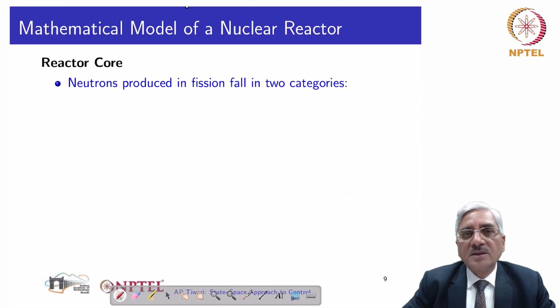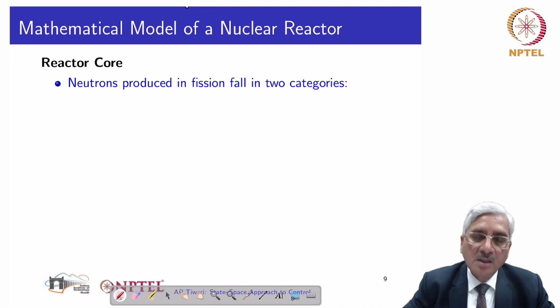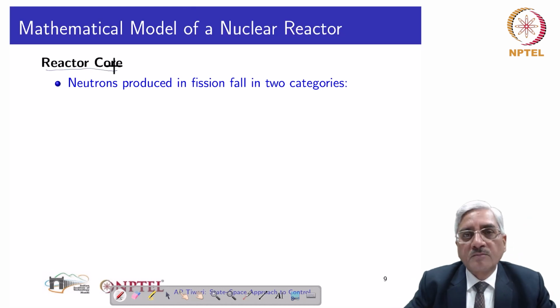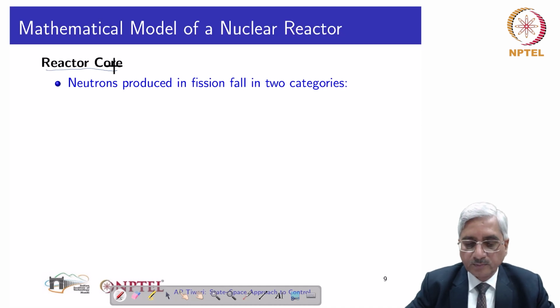Now, with that background, we come to mathematical modeling of a nuclear reactor. And there will be a little overlap. This is an enhancement over what was done in one lecture in the first week, where we considered the modeling of a nuclear reactor as an example. So we first consider the mathematical modeling of the core, and essentially the fission reaction which takes place in the core.